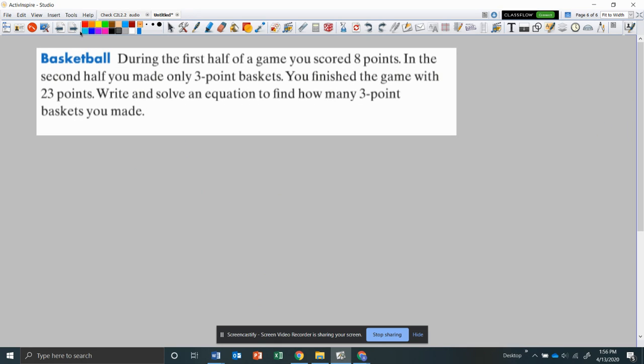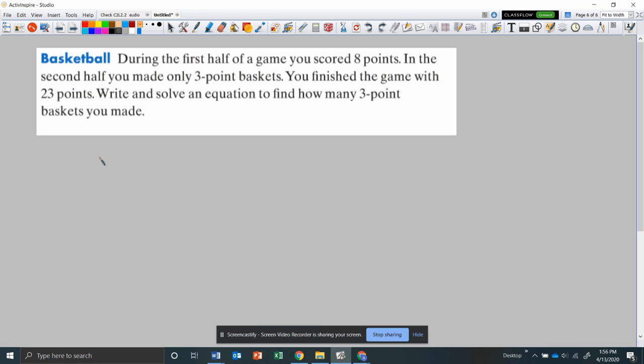Okay, we'll try this one. During the first half of a game, you score 8 points. In the second half, you made only 3-point baskets. Okay, in the first half of the game, you scored 8 points. In the second half, you made only 3-point baskets. You finished the game with 23 points. Write and solve an equation to find how many 3-point baskets you made.